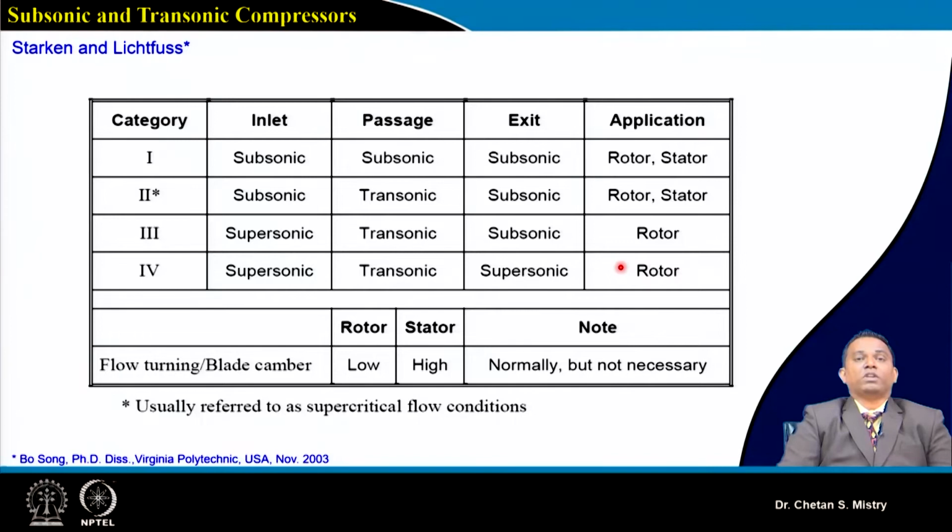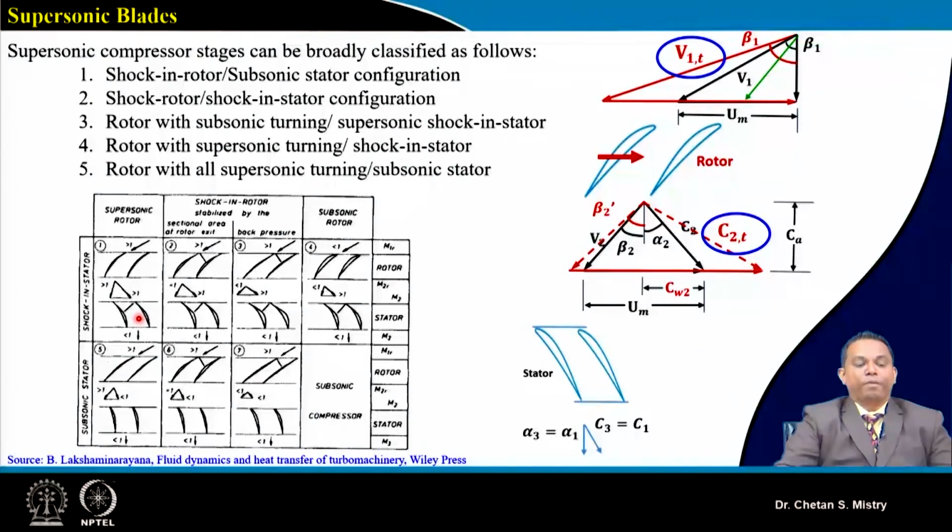Okay. So this is a compilation of data that we have received from one of the PhD theses by Song, and he has categorized that as 1, 2, 3, 4. Okay. And this is of our interest. Now supersonic compressors can be categorized in a different way.